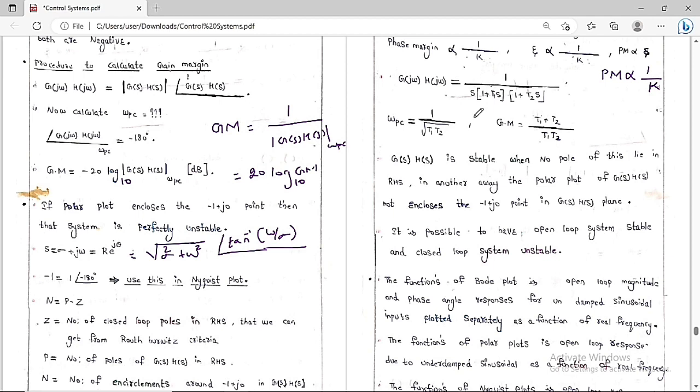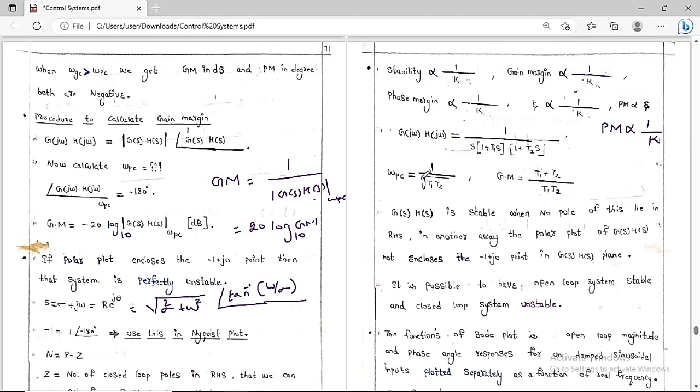The next point is, if the open loop transfer function G(s)H(s) is equal to 1 by s into (1 plus T1 s) into (1 plus T2 s), then what is the phase crossover frequency? Phase crossover frequency means the frequency at which the phase angle of G(s)H(s) is equal to minus 180 degrees. If we simplify, finally we get the phase crossover frequency equal to 1 by under root of T1 T2.